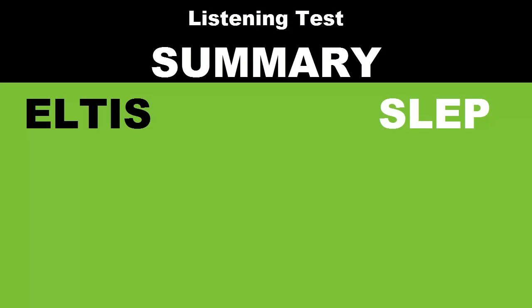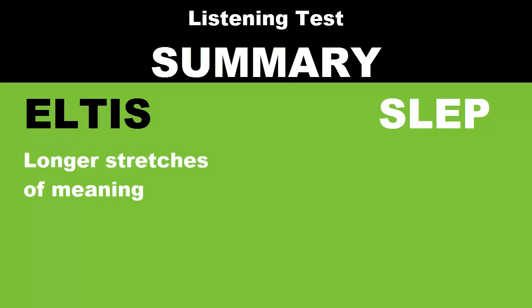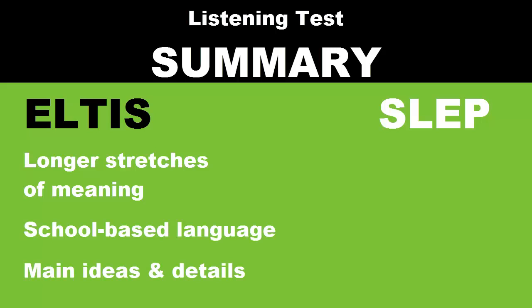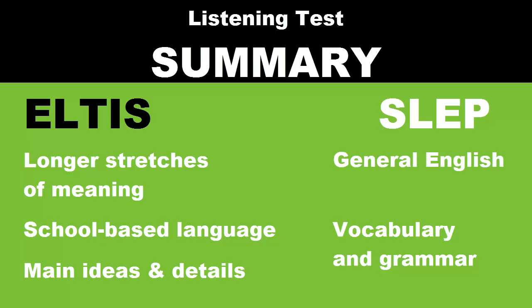In summary, the ELTIS focuses on longer stretches of meaning. It focuses on school-based language and the comprehension of main ideas and details. The SLEP focused on general English, especially vocabulary and grammar.